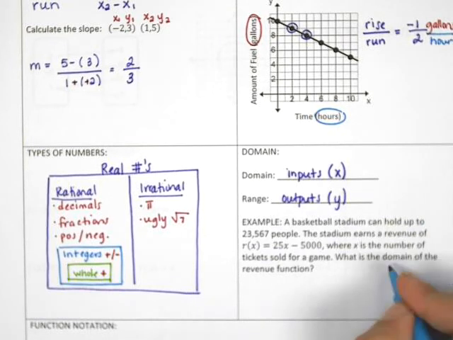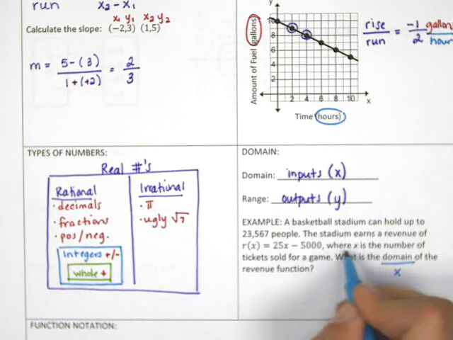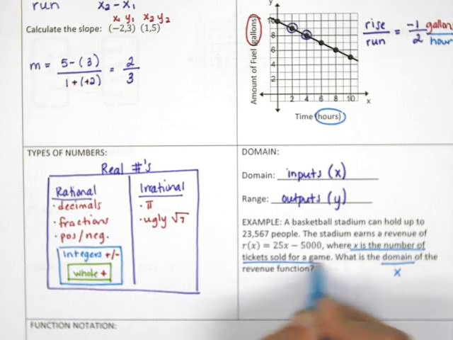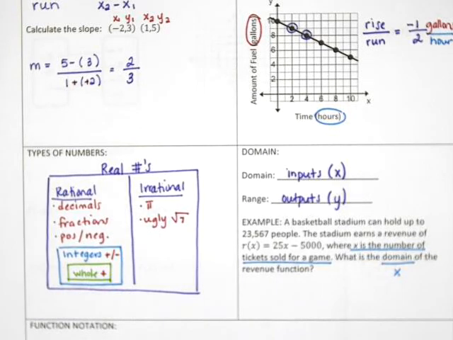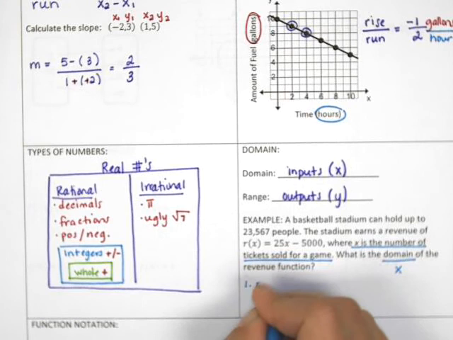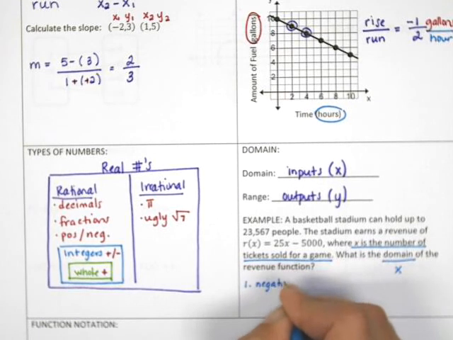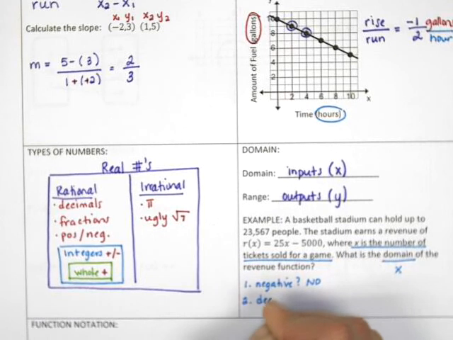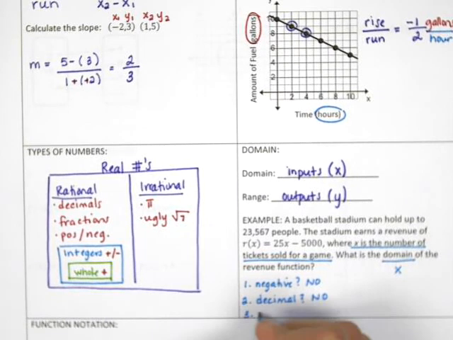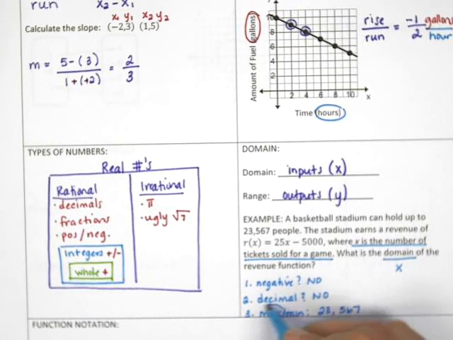Since domain is asking me about the x's, and x is the number of tickets that I sell, I need to ask myself, can I sell a negative number of tickets? The answer is no. Can I sell a decimal number of tickets? So can I sell like 2.5 tickets? The answer is no. So is there a max or a min? Well, since the capacity is 23,567 people, that would be the maximum number that I could sell.